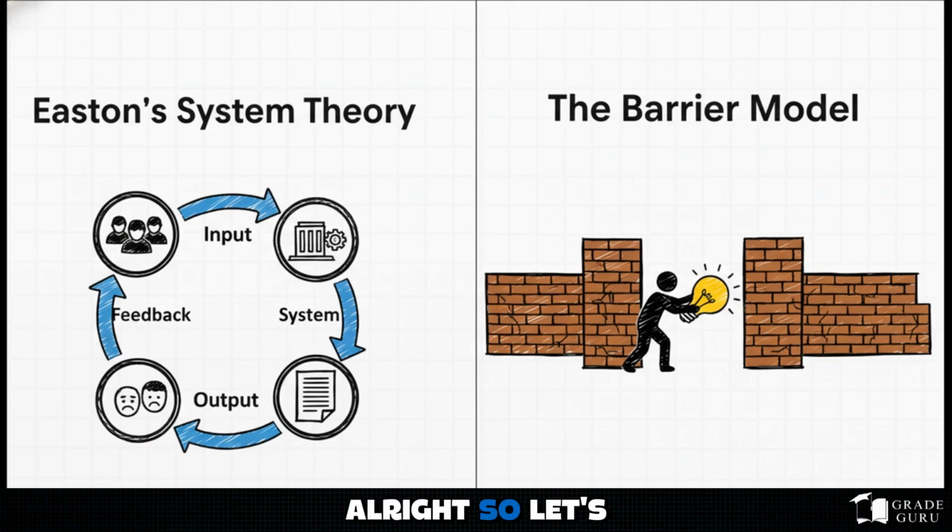All right, so let's do a super quick recap for your exam. Key takeaway number 1, Easton's system theory. Think flow. Inputs, system, outputs. Feedback, it's a continuous cycle. Key takeaway number 2, the barrier model. Think conflict. It's a battle where new ideas have to overcome 4 specific barriers to become law. Flow versus conflict. Got it?